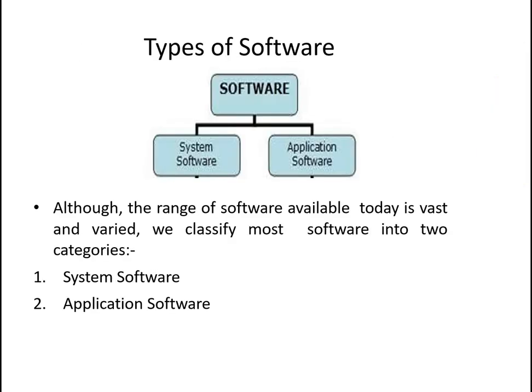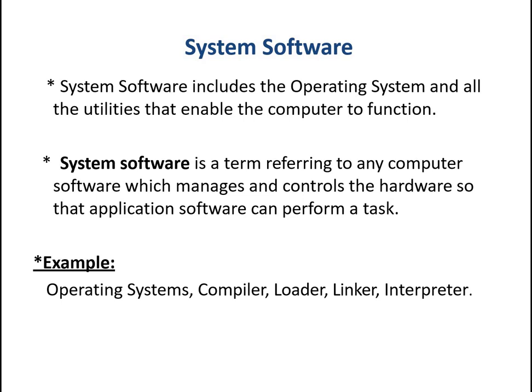Okay. So as we were discussing, there are two main types of software. The first one is system software and the second one is application software. We will see in detail what system software is and what application software is. System software includes the operating system and all the utilities that enable the computer to function. So whatever utilities are there for the proper functioning of a computer, including the operating system, all those types of software will come under system software.